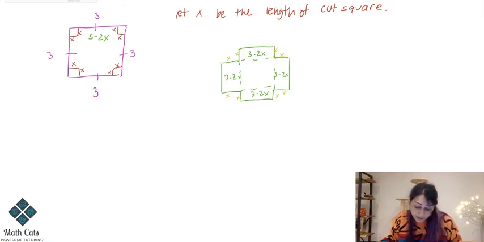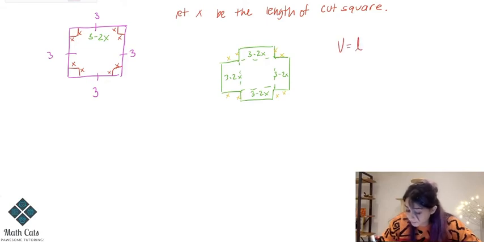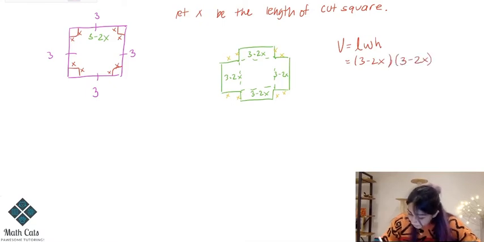So what is the question wanting? It said find the dimensions of the box with the greatest volume. Okay, so volume of a box is length times width times height. So our length is 3 minus 2x. Our width is also 3 minus 2x. And our height is how tall it's going to be, which is x. Make sense? Yeah? Cool. So now that's the equation. So I'm going to just expand it out.